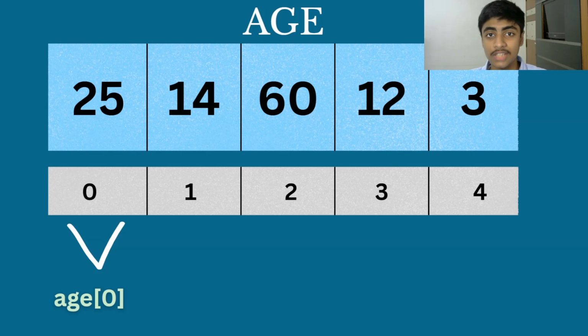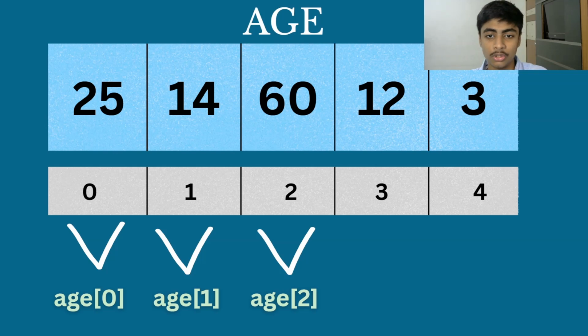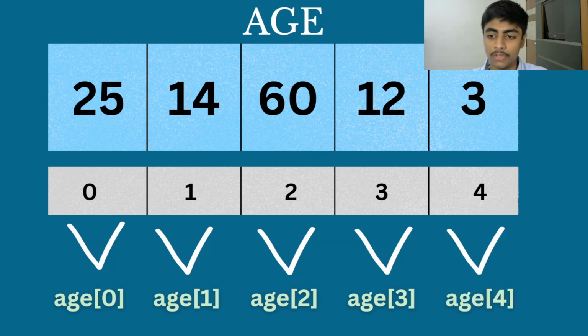If I want to access the second value, which is 14, I will use the index, which is 1. So age at 1 will give me 14. And this will follow for the others as well. 60 will be age at 2 because 2 is the index number for that particular element. 12 would be age at 3, 3 would be age at 4. So you can see how I can use my name of the array and the index number in square brackets to access the particular element.